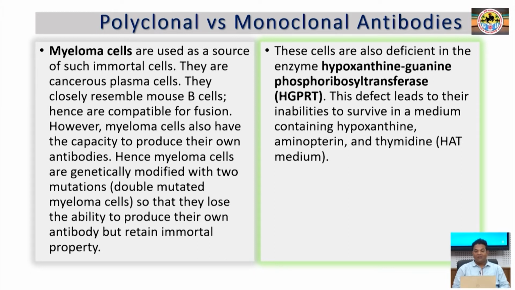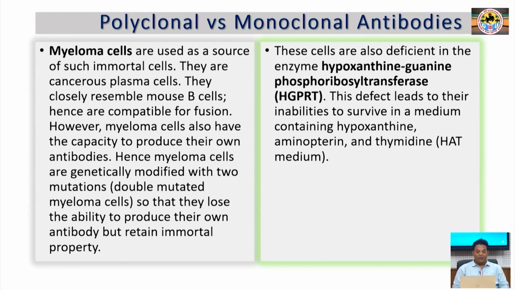Now, here is another problem, because if a myeloma cell is there, then it will also produce its own antibody. Hence, myeloma cells are genetically modified with two mutations, double mutation myeloma cells, so that they lose the ability to produce their own antibody but retain the immortal property. The point to be noted here is that one cell is producing antibody against the antigen, and the other cell, the myeloma cell with the immortal property, is also going to produce antibody.